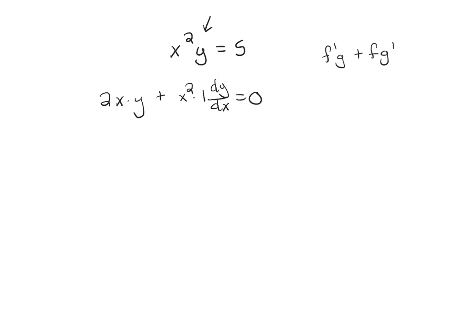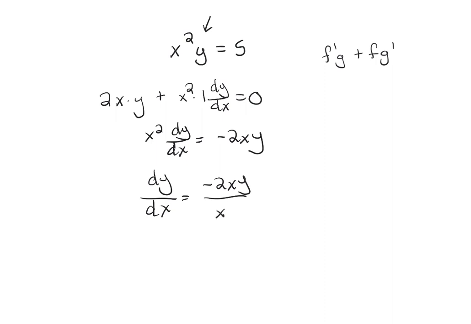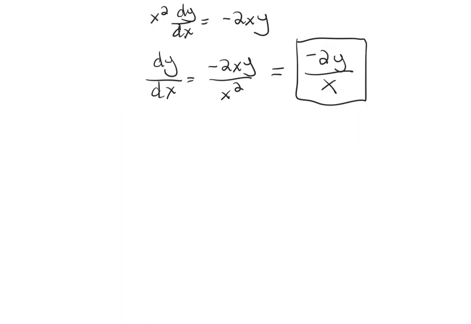All right, let's get dy/dx by itself. So x squared dy/dx equals negative 2xy. Divide by x squared. dy/dx equals negative 2xy over x squared, which equals negative 2y over x. All right, now we're going to take the second derivative.